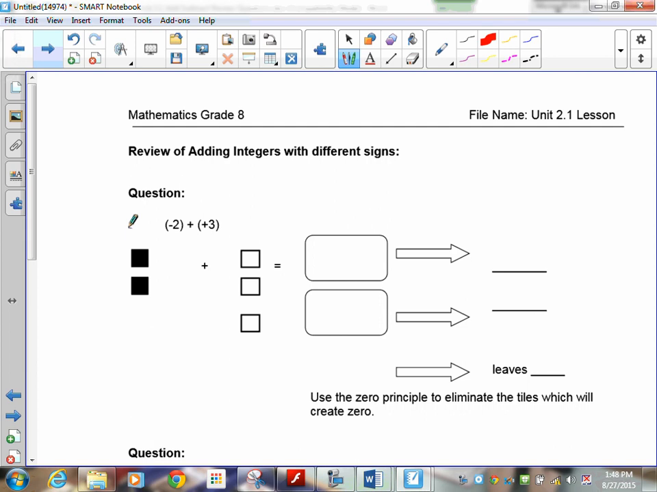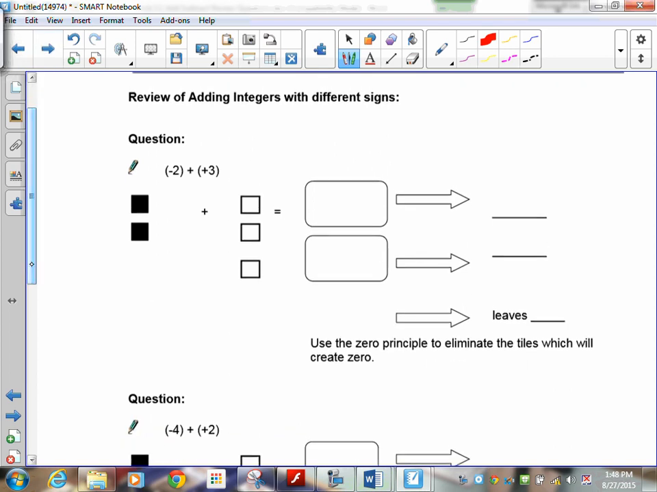Well, I'm going to do a bunch of these, and then I'm going to show you the way I want you to do it on your page, okay? So the first thing is negative 2. Can you draw a negative 2? If you can do that, good. Can you draw negative 3? Now, what I would like you to do is write the question down. You don't have to actually put this in here. This is the way I want you to do it here.